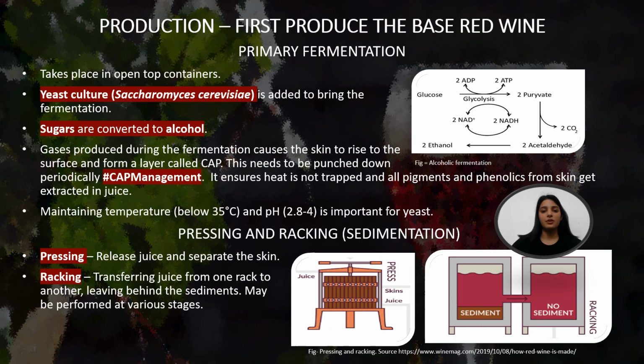After primary fermentation, the next steps are the pressing and the racking. In the pressing step, all the juices are released and the skin is separated from the juice, while in the racking step the extracted juice is transferred from one rack to another. This helps in leaving behind the sediments and it gives more purity to the juice with each advancing step.